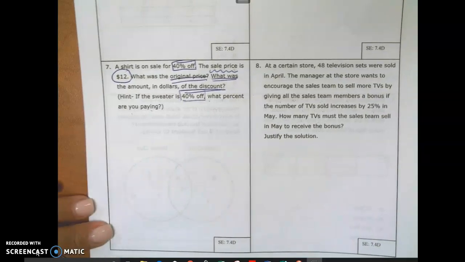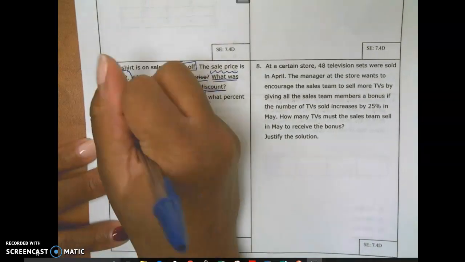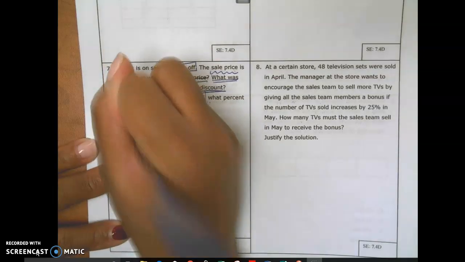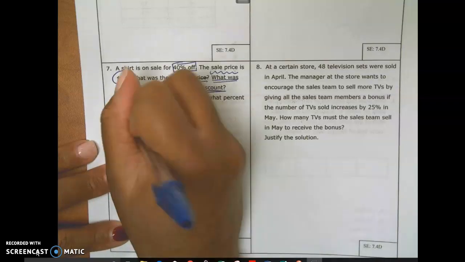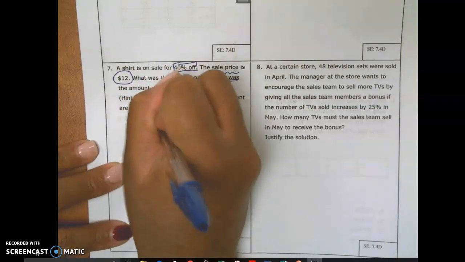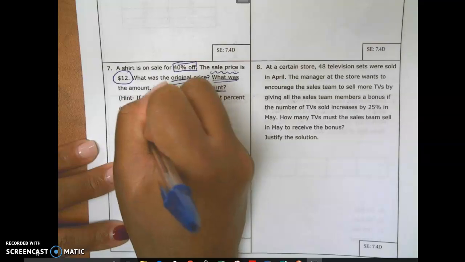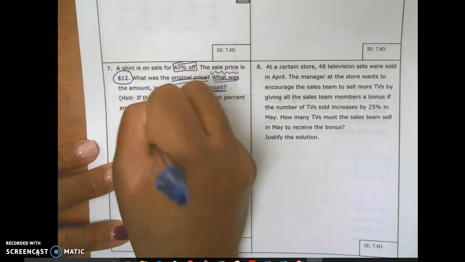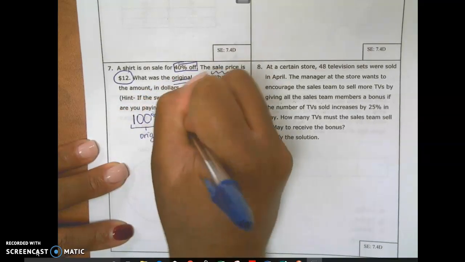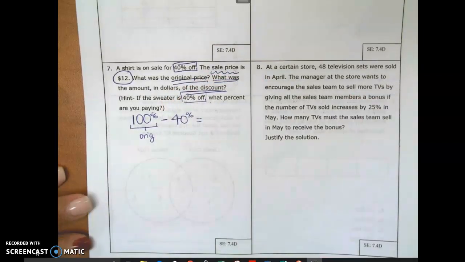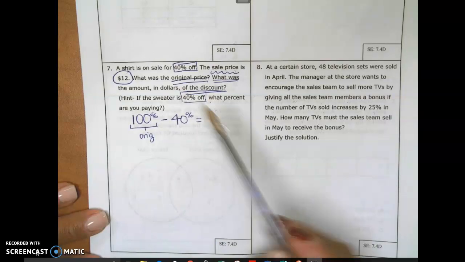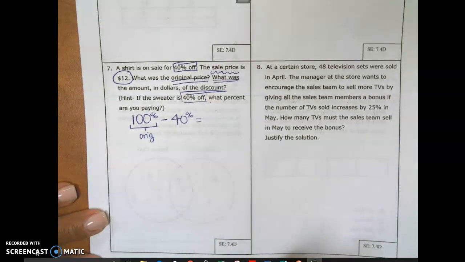Good. What'd you do? Make a charge, you add 6. Wait, what? Subtract. Subtract what and what? 140. 100% is my original price. I'm taking off 40. What is that called? Subtract. Okay, in context of the question, what word do they use there to tell me to subtract?